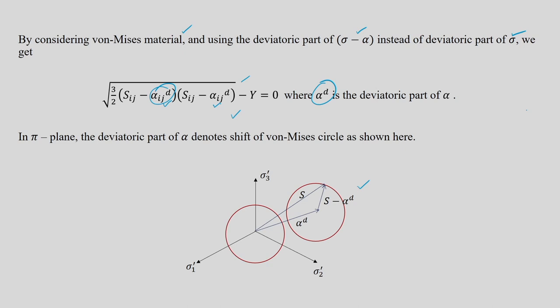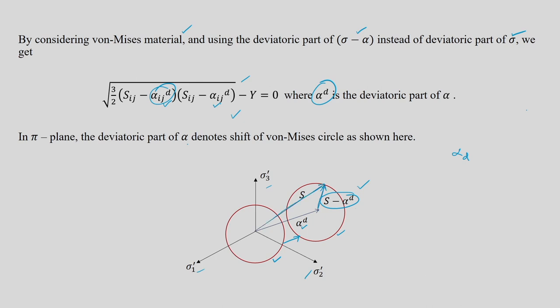Now, with respect to that, what is S minus alpha d going to tell? That is what is discussed in this particular figure. In the pi plane, the deviatoric part of alpha, which is alpha d, denotes the shift of the von Mises circle as shown in this figure. This is your von Mises circle, with sigma 1 dash, 2 dash and 3 dash, on the deviatoric plane. Now, this circle is shifted by alpha d, and S minus alpha d denotes this particular vector.